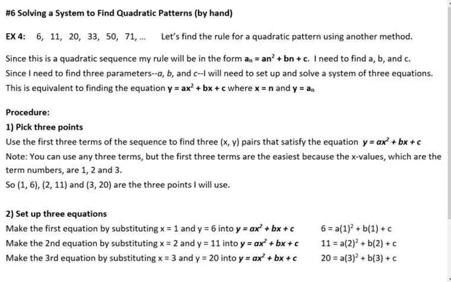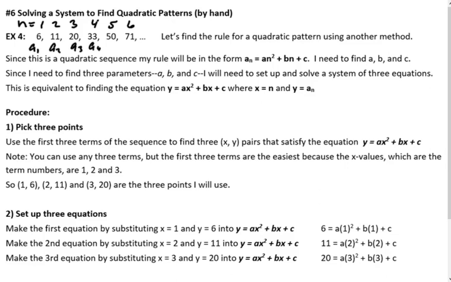Another strategy for finding the pattern for a quadratic sequence is to use a system of equations. So let's look at the system of equations from example 4, 6, 11, 20, 33, 50, and 71. And let's recall that this would be n equals 1, 2, 3, 4, 5, 6, and this would be a sub 1, a sub 2, a sub 3, a sub 4, etc.